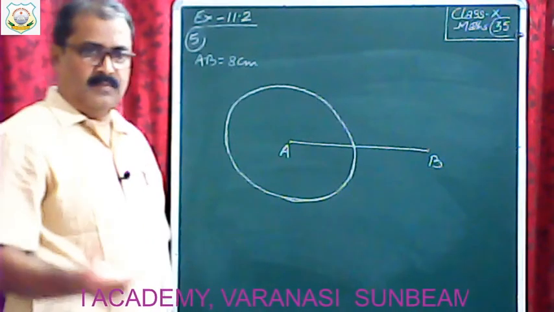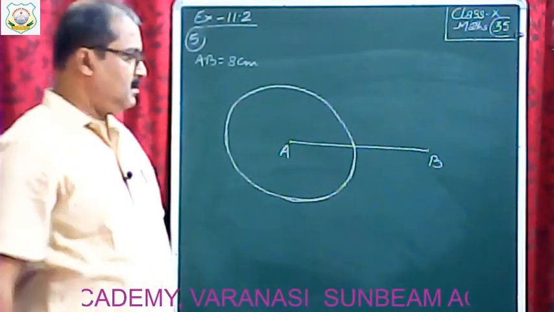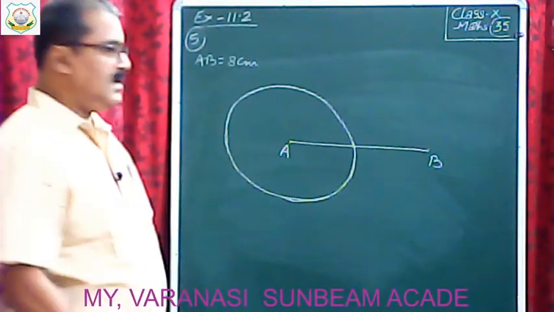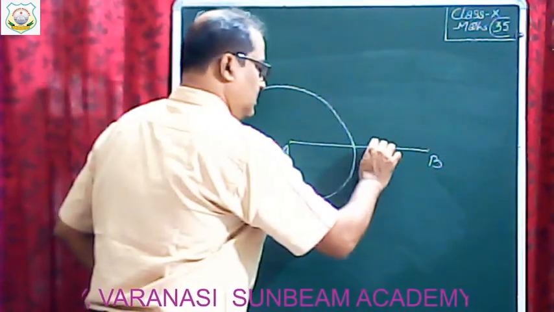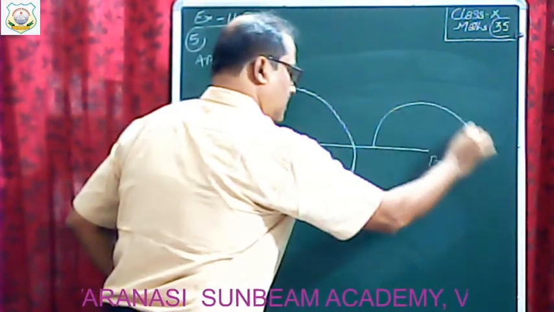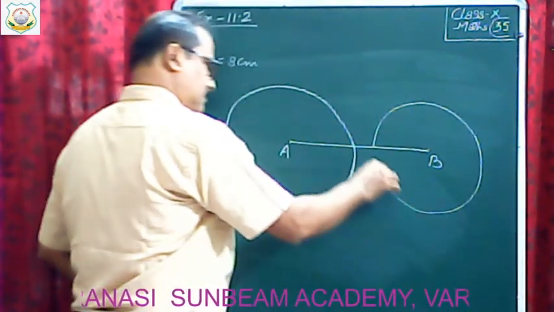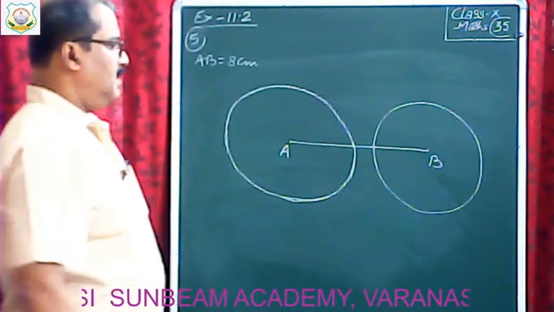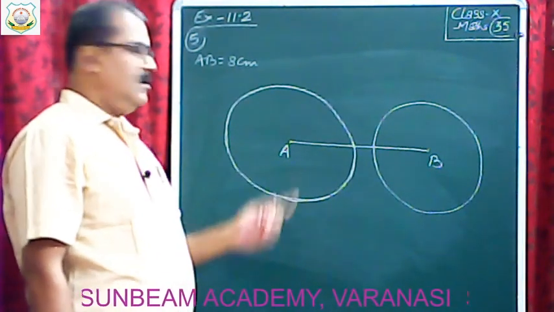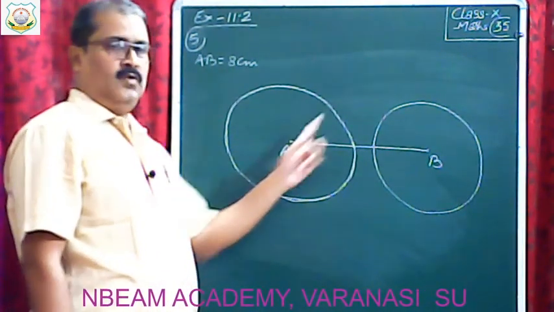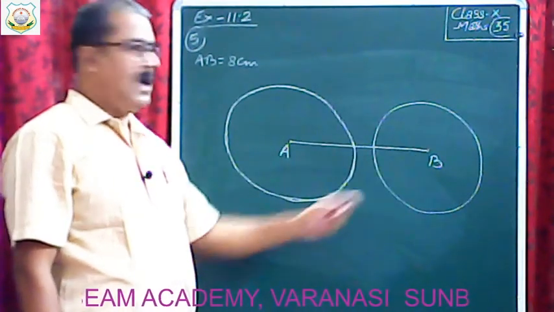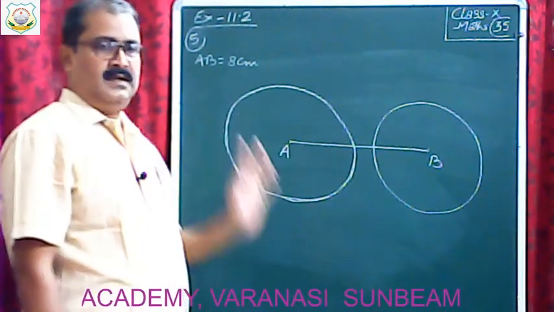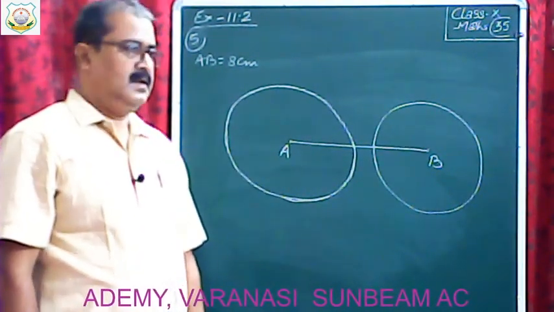Whatever, using compasses you have to draw, isn't it? With B as center, taking 3 cm radius, draw another circle. Thereafter you have to draw tangents from A to the circle with center B, and from B to the circle with center A. Clear?